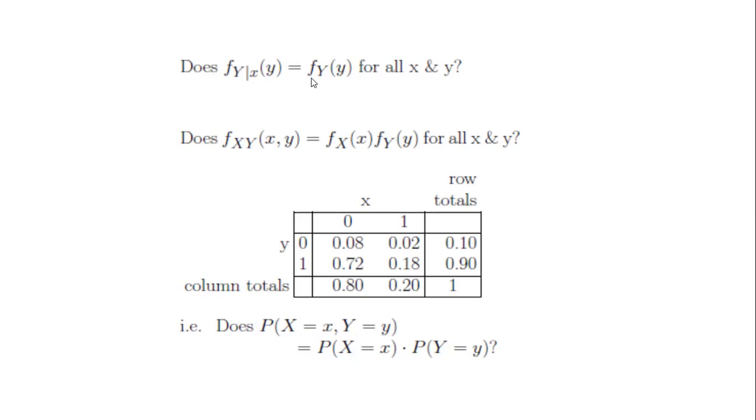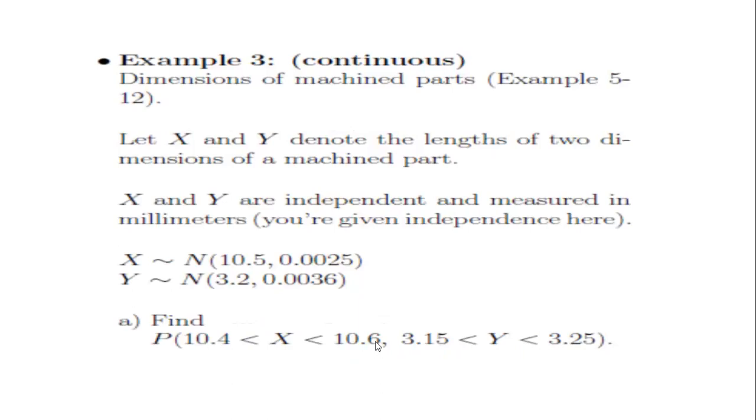That's the formula, right? Whenever you have the joint, it's the multiplication of the individual probabilities. It's the same thing. This is also the same question.